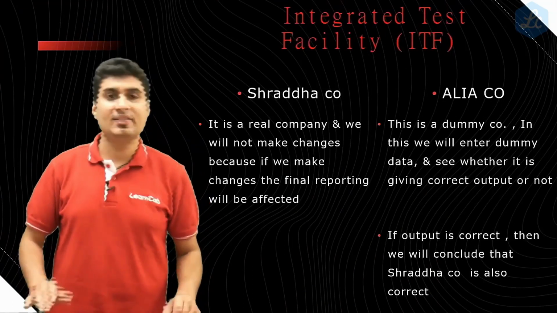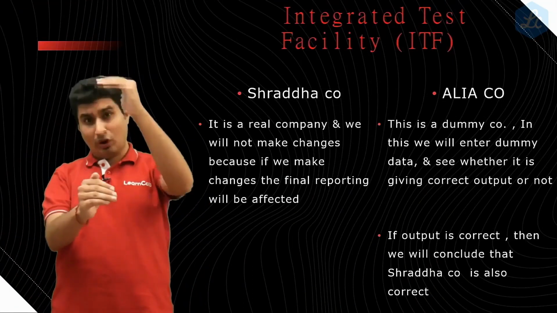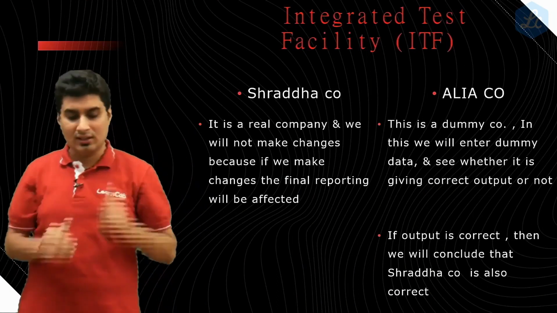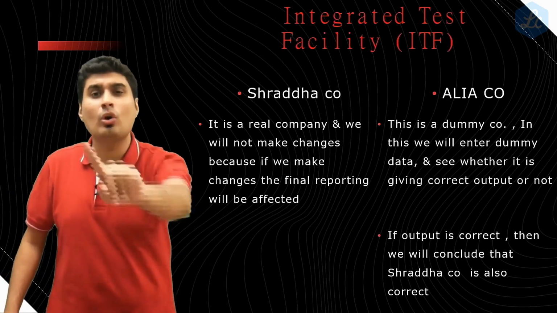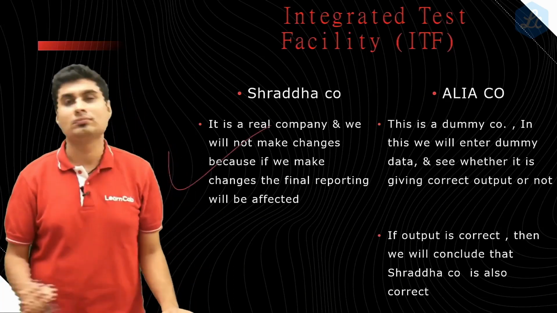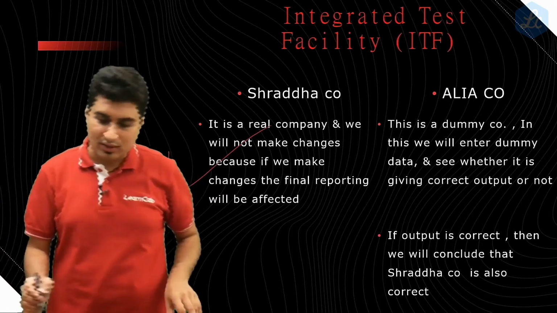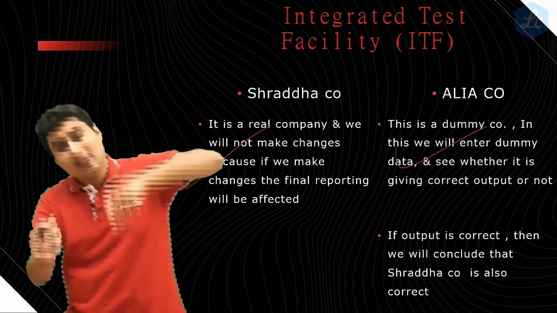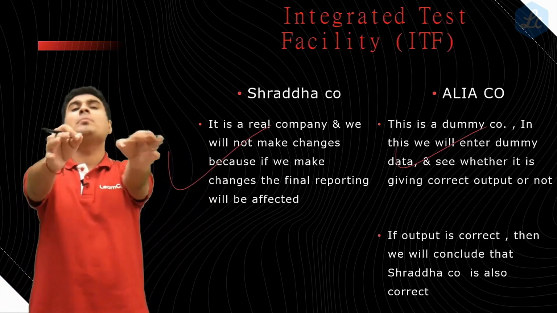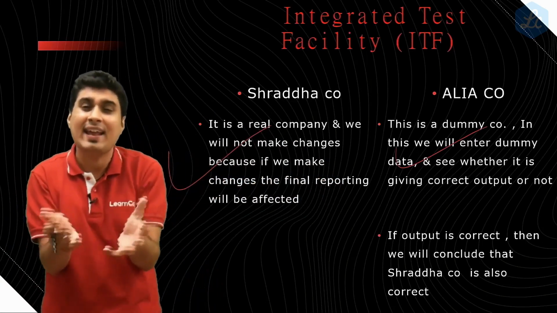So there are two companies. Do we need to check Shraddha or Alia? None. We need to check the system of Shraddha, the system of the original company. Here we have assumed Shraddha is the original company. It is a real company. Don't make any changes in Shraddha. If you touch Shraddha, I will hit you. So for doing lot of masti, we have opened what? Alia. In the dummy company, enter dummy data to see whether we are getting a proper result or not. If the dummy company gives a proper result, the original will also give, because the system is the same.